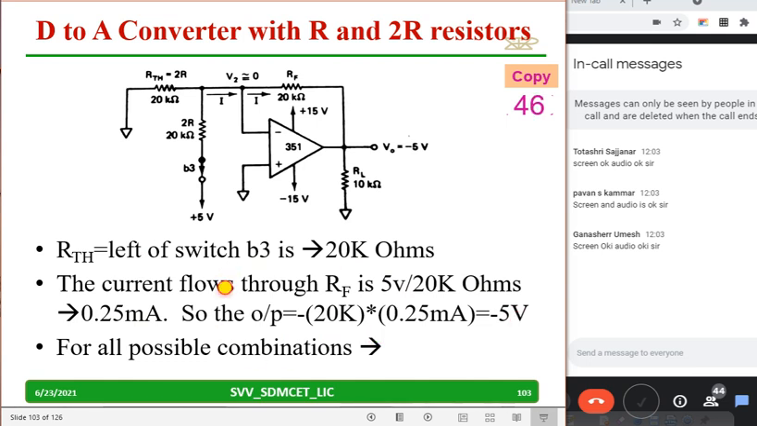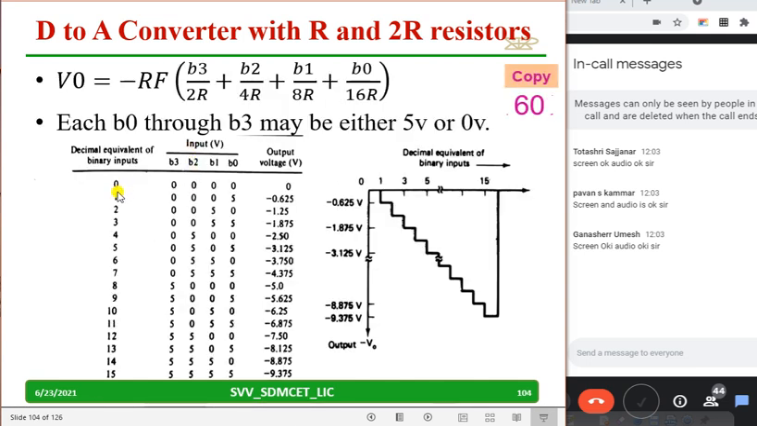For all the possible combinations you can calculate manually also, and you can make a table. So if you make a table, it looks like this. For example, this is say 6. I am taking only these two as 1 1, remaining two are 0 0. I will get minus 3.750. When all are connected to 5 volts, that time I will get minus 9.375.